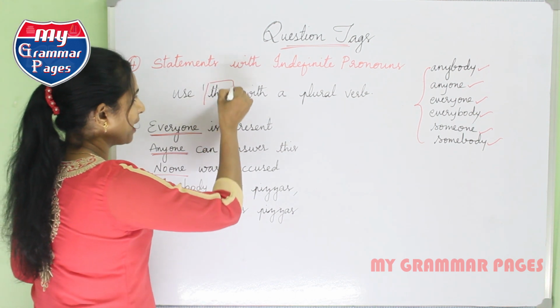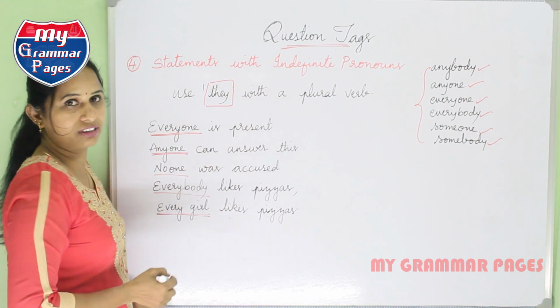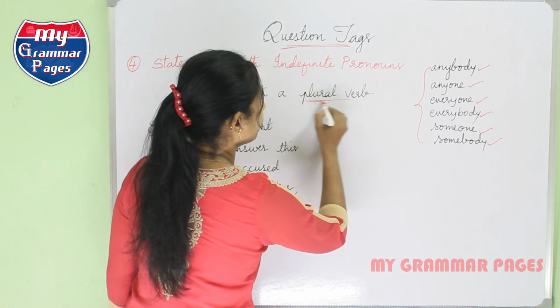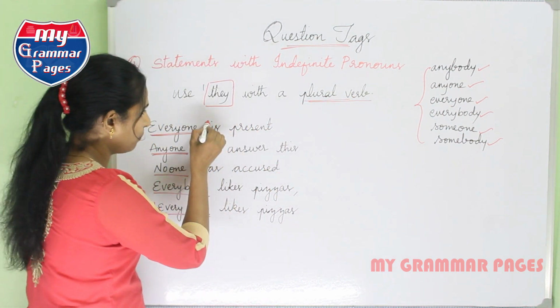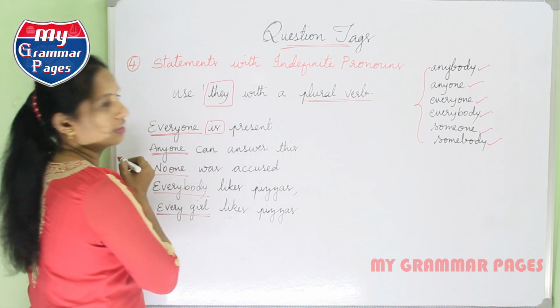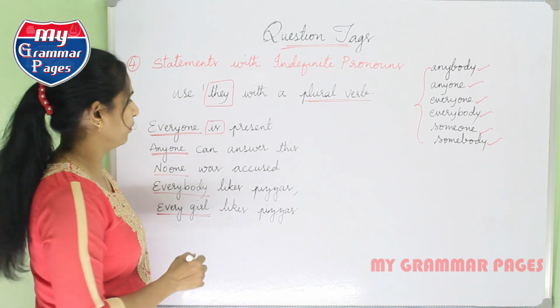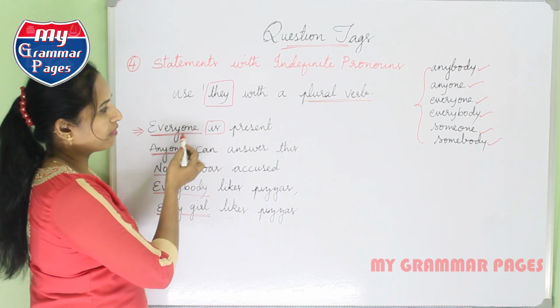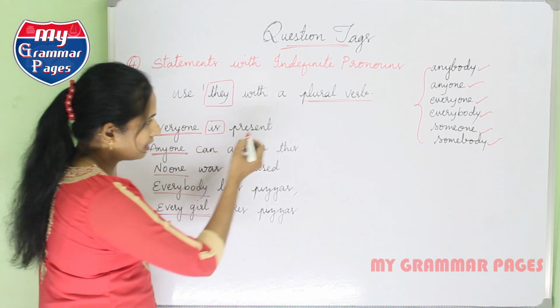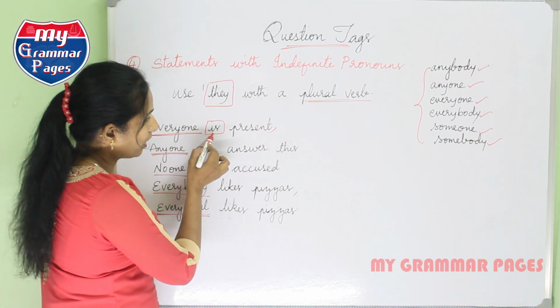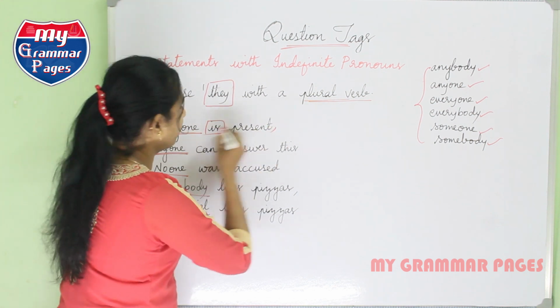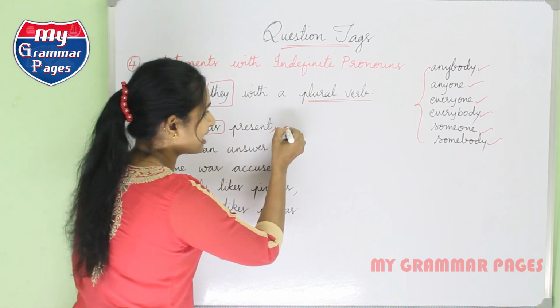Now, suppose they are placed in the place of the subject, what we should do is take only they as the personal pronoun, that is the subject, and we have to use only the plural verb, though we have the singular verb present here. We are supposed to take only the plural verb. Now let me take the first example and clear your doubt. Everyone is present. In this, place a comma. Though it is here, according to the rule, we have to take the plural verb based upon the tense given here.